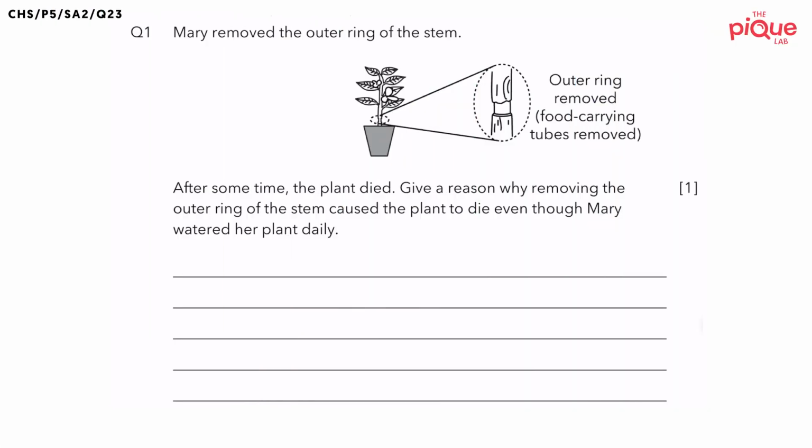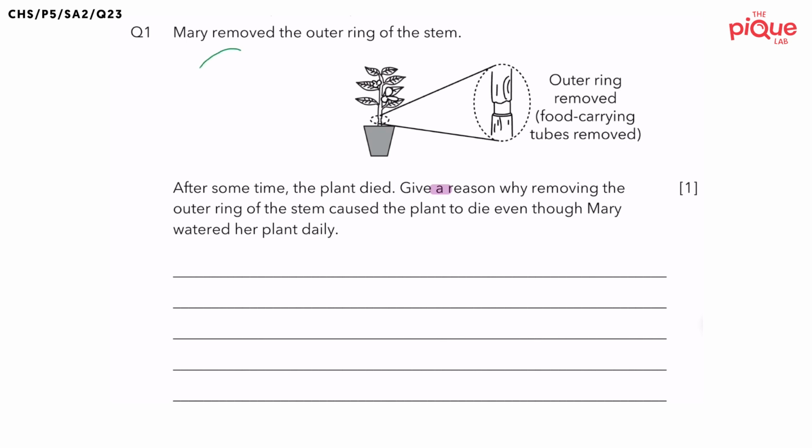Question 1. Mary removed the outer ring of the stem. After some time, the plant died. Give a reason why removing the outer ring of the stem caused the plant to die, even though Mary watered her plant daily. Before we analyze the question, let's first recall what are the tubes that are found inside the stem. It is the water carrying tube and the food carrying tubes.